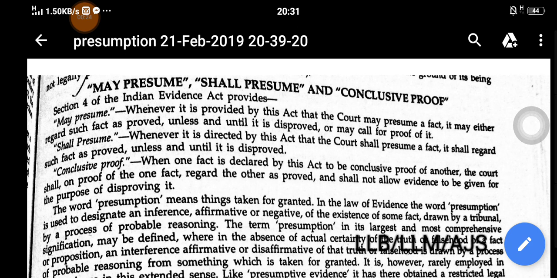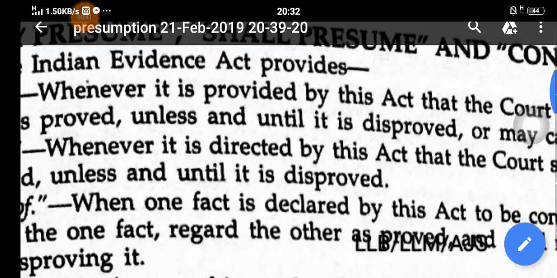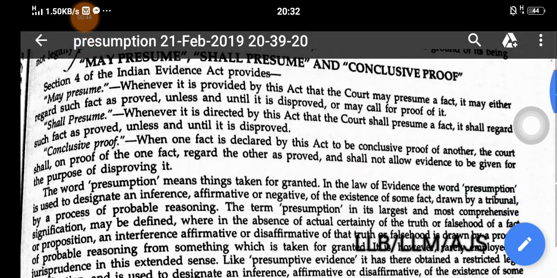Section 4 of the Indian Evidence Act 1872 provides may presume. So the language of the word used: whenever it is provided by this Act that the court may presume a fact, whenever it is provided. So here the word provided is used. It may either regard such fact as proved unless and until it is disproved, or may call for proof of it. So it may regard, may presume. May presume means it may regard it as proved unless and until. The words unless and until are used, or it is disproved. So it is open for disproving, or may call for proof of it.